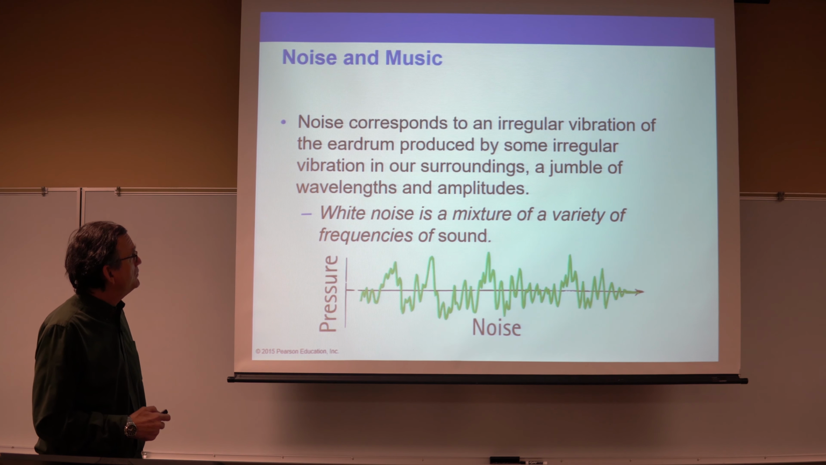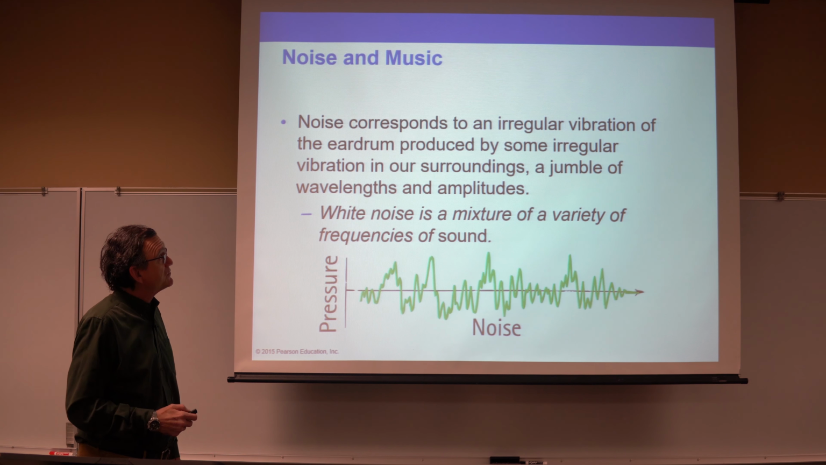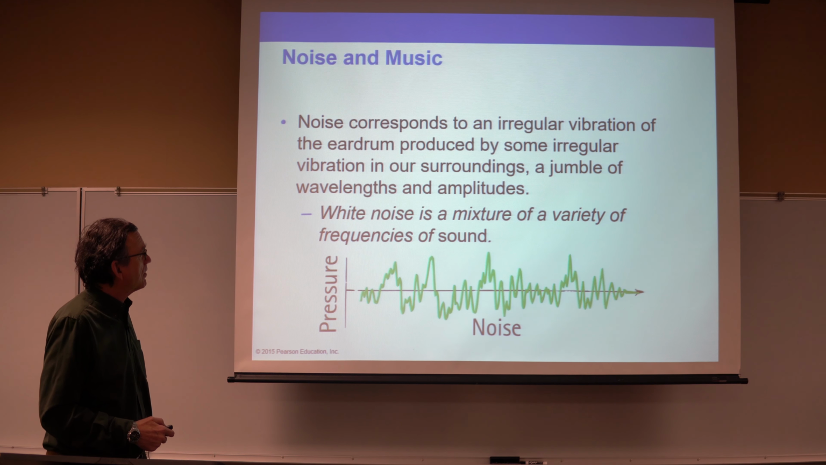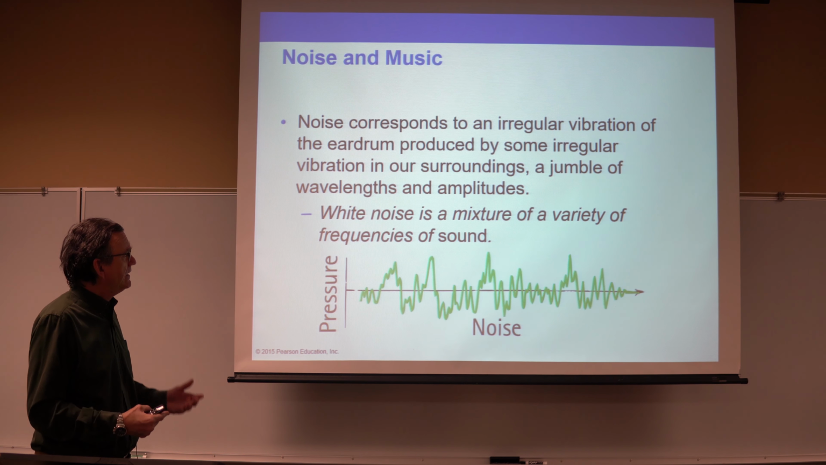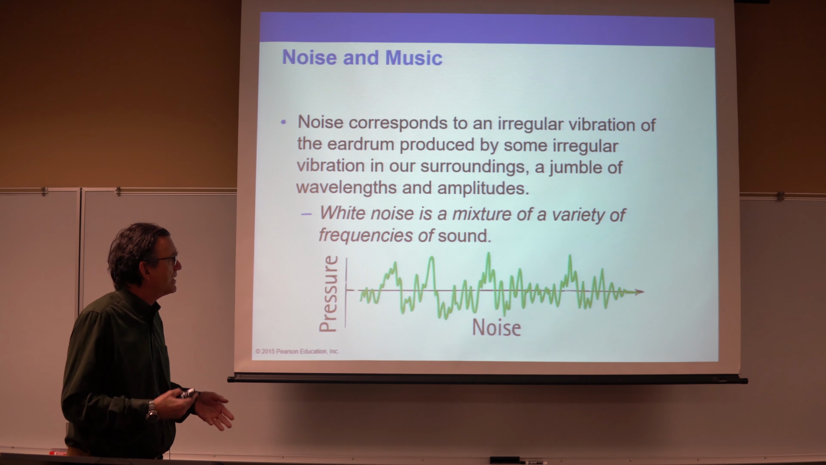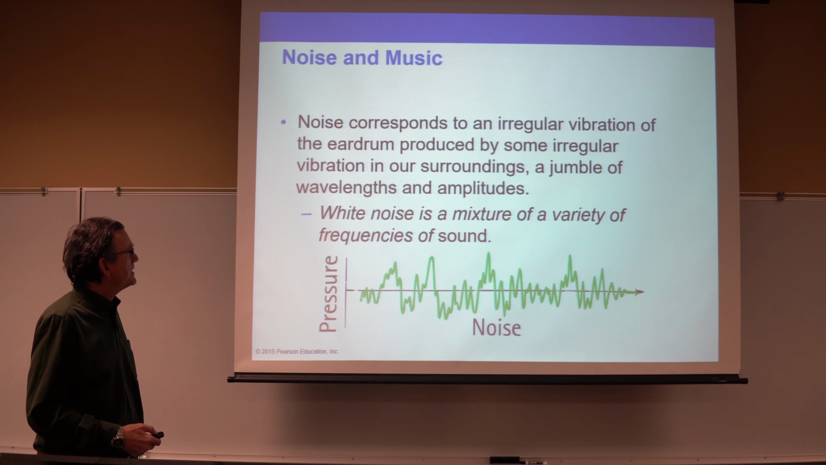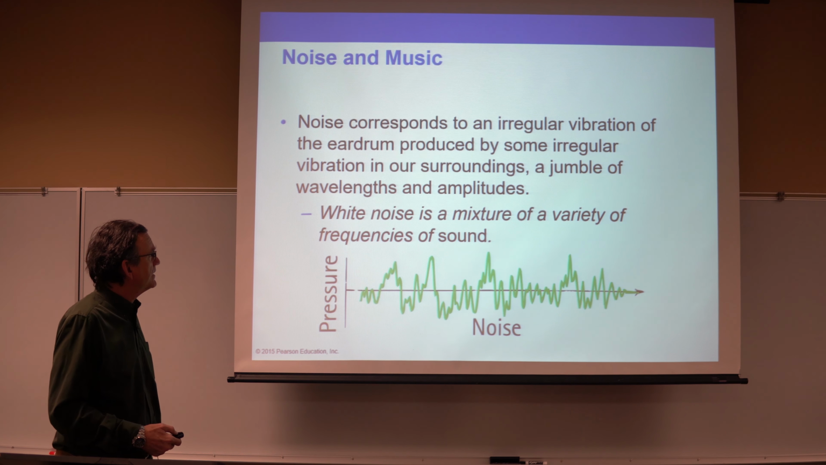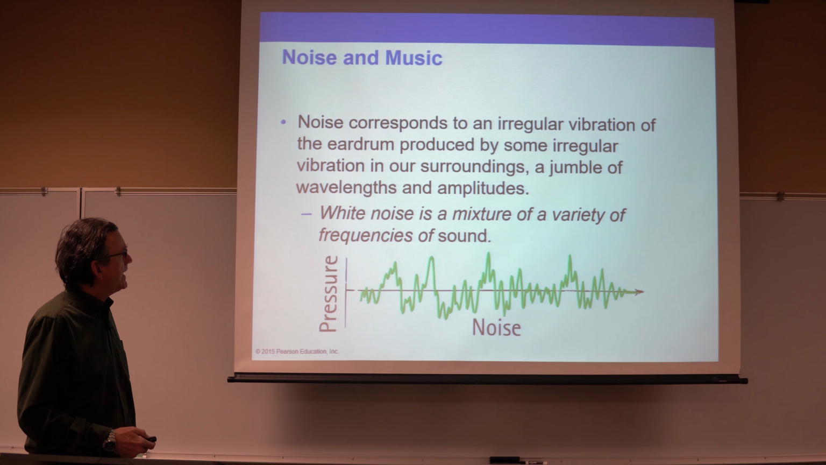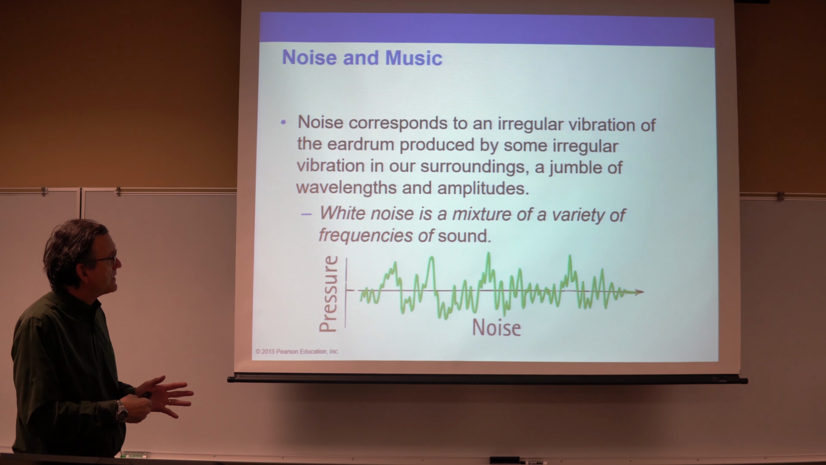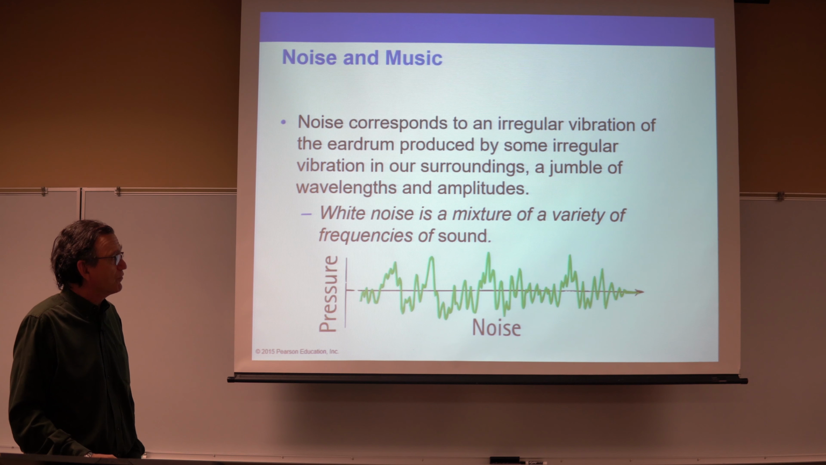First of all, noise corresponds, as you see here, to an irregular vibration of the eardrum. It does require vibrations, but they are not in any systematic, repetitive wavelength or frequency. Noise tends to be a jumble of all of the different wavelengths and amplitudes. And white noise is a mixture of frequencies that usually span the entire range or sub-range of frequencies.